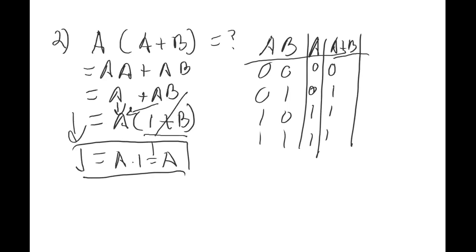I can write A times (A or B). And now I can see that this column is equal to that column. And therefore, A equals A times (A or B). How's that grab you? Pretty cool. It's good, right?